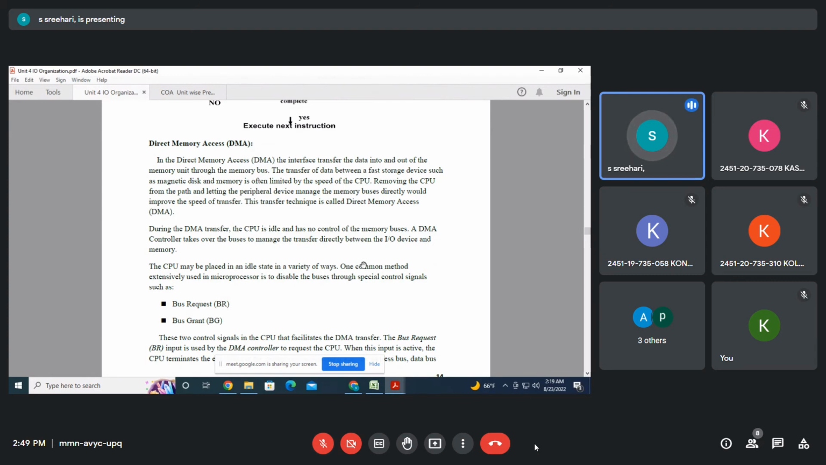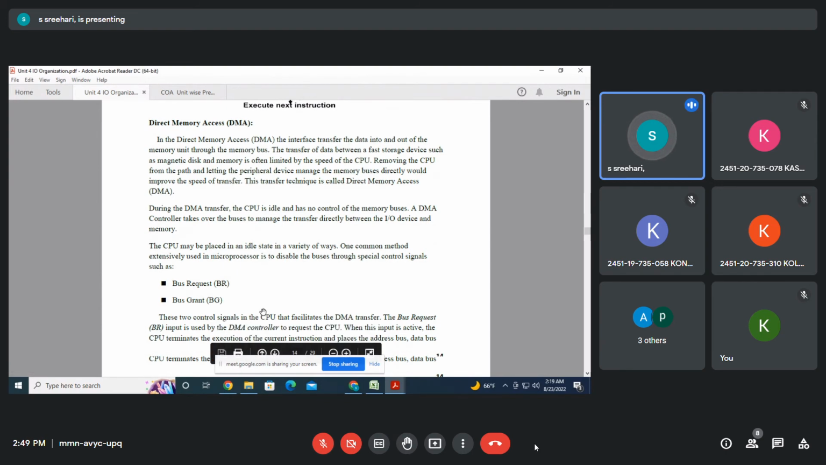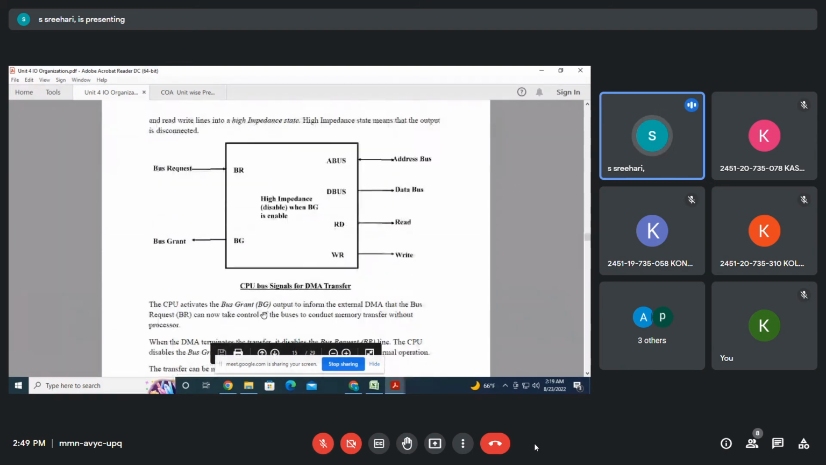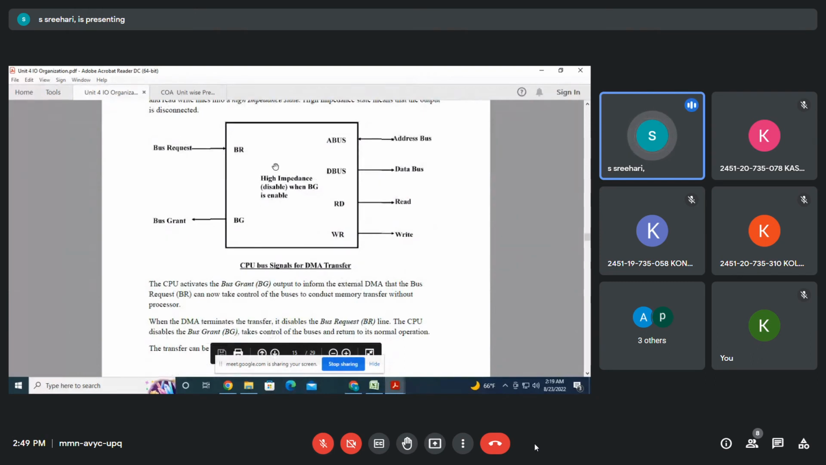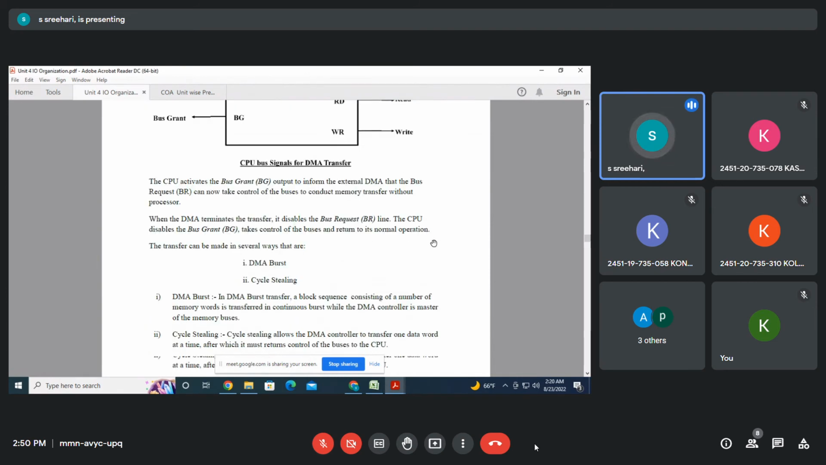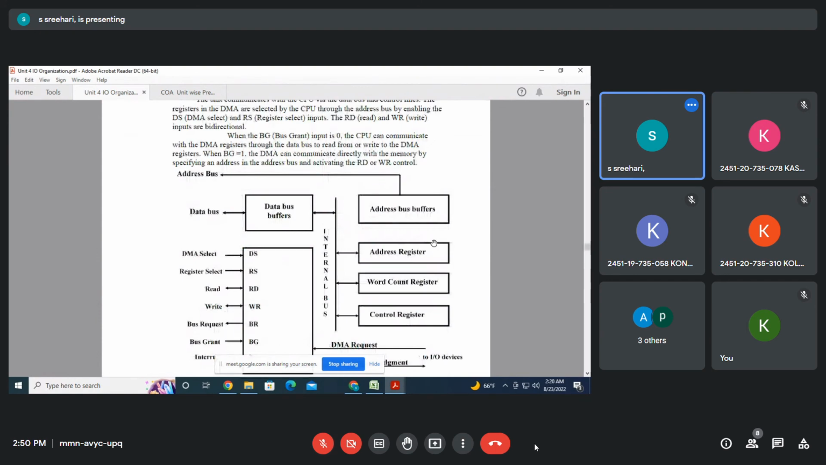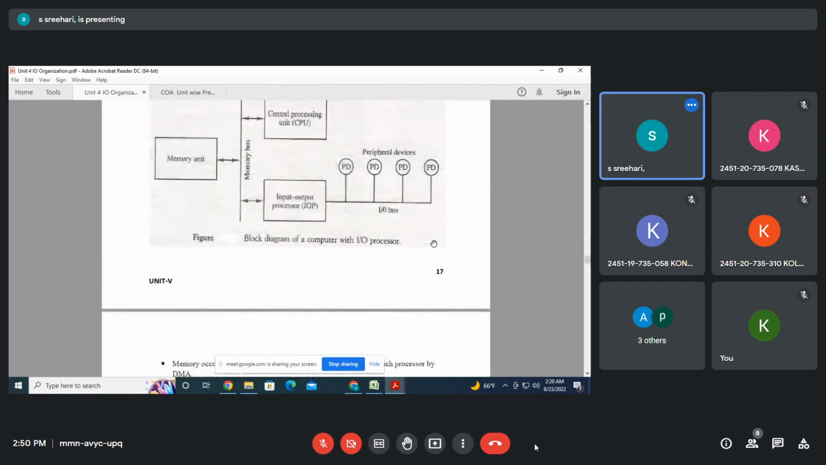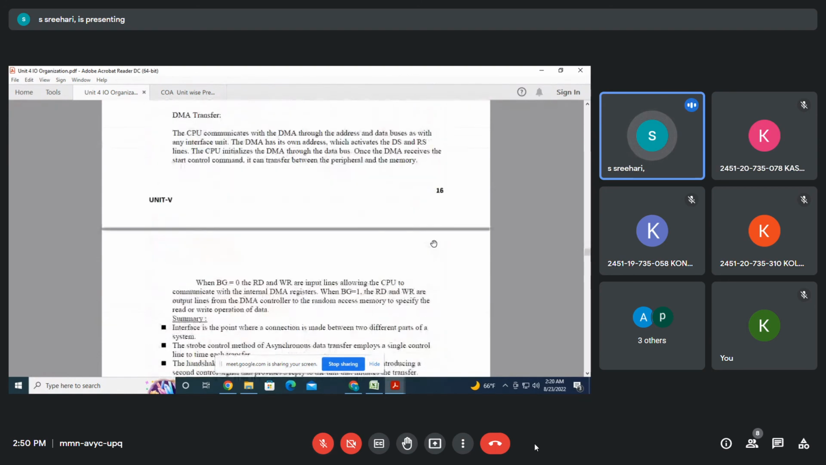In this we have control signals. One is the bus request and one more is the bus grant signal, right? So there is a request signal and a grant signal, and a hold signal. This is DMA. The DMA receives the bus request and sends out the bus grant signal, along with read and write control signals, the data bus and the address bus, right? This is the DMA control.